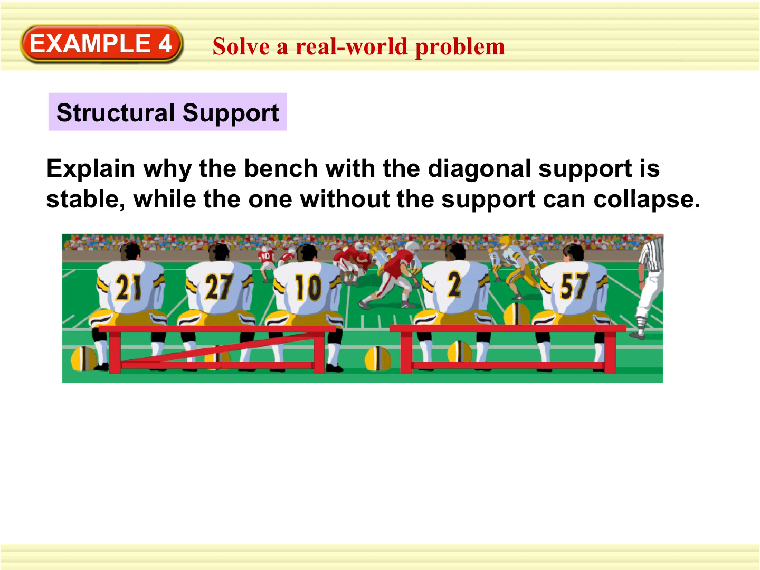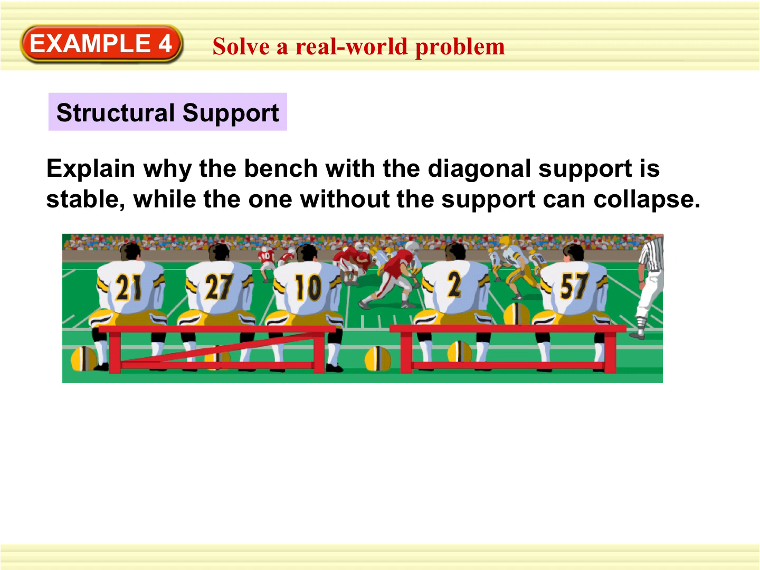All right, it says explain why the bench with the diagonal support is stable while the one without the support can collapse. Okay, so have you guys ever sat on a bench where it wobbles? Feels like it's going to break? Because there's no support in the middle. So if you look at the bleachers, the football fields, or on the floor where the football players could sit, they have a diagonal in there that gives it more support.